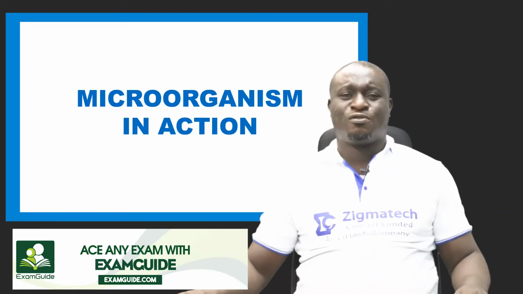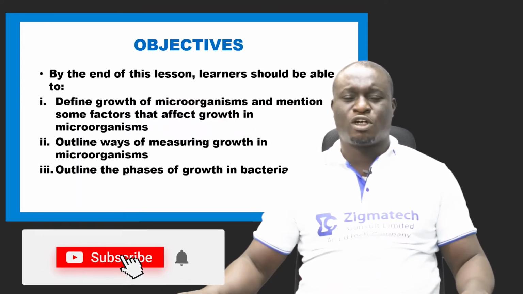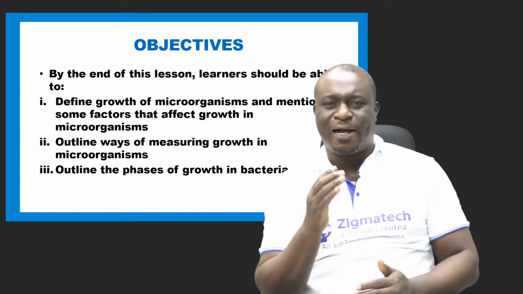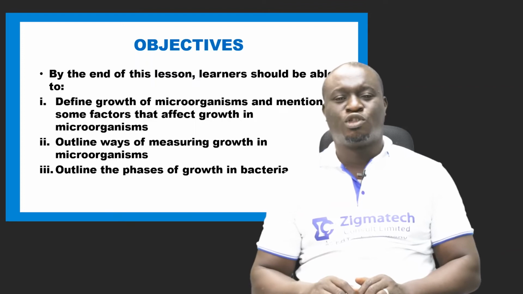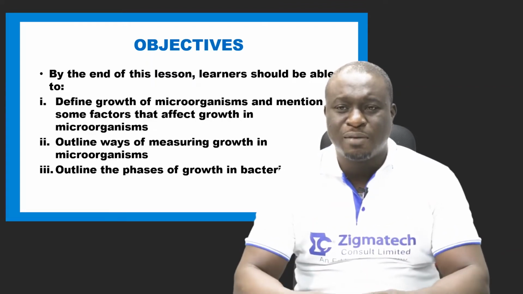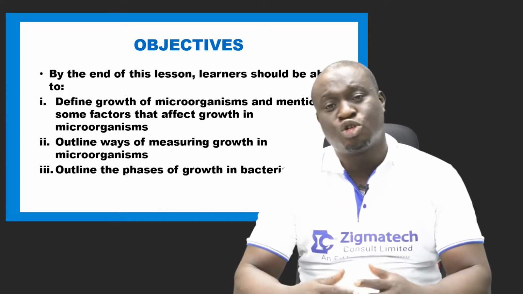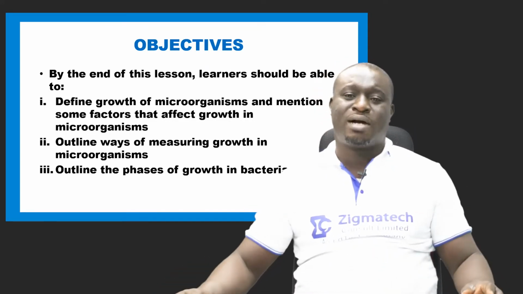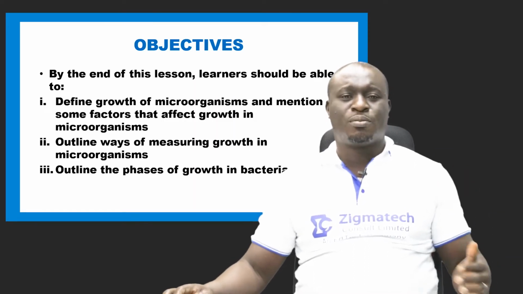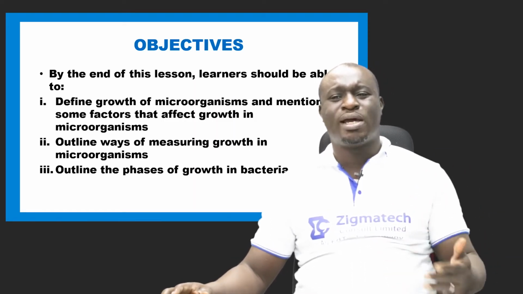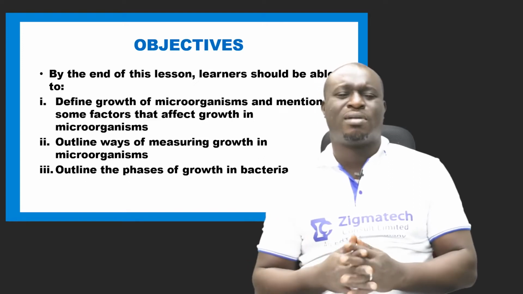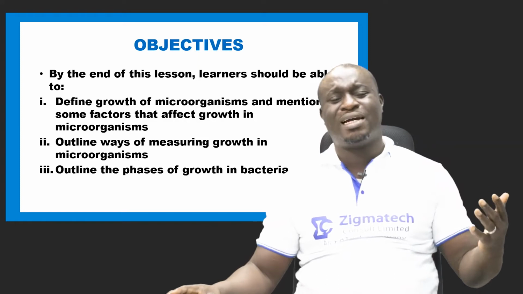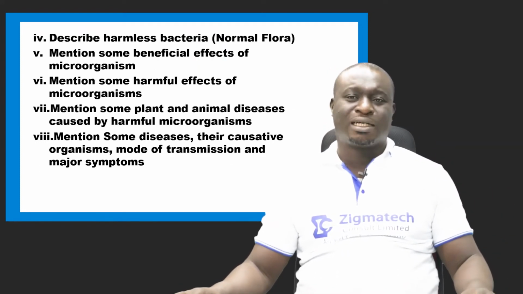By the end of this class, the specific objective we have is that you should be able to define growth of microorganisms, and you should also be able to mention some of the factors that affect growth in microorganisms. Number two, be able to outline ways of measuring growth in microorganisms. Number three, you should be able to outline the phases of growth in bacteria.